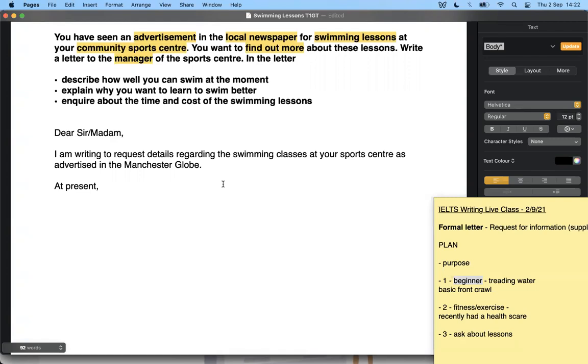But if you want to develop the language a little bit more, you would use maybe the noun level and a preposition. So what I mean is this, at present, I am at a beginner level. So it's okay to write, I am a beginner. But if you want to develop a little bit more, you just need to think about how you can build on that language. So do you use at with level? You don't really use at with beginner, but you do use at with level. So I am at a beginner level.